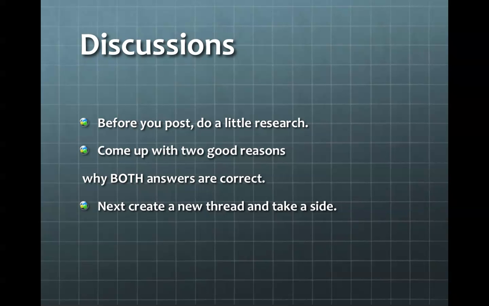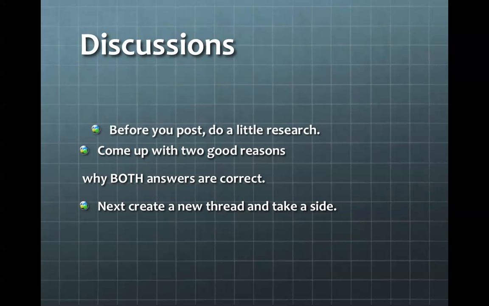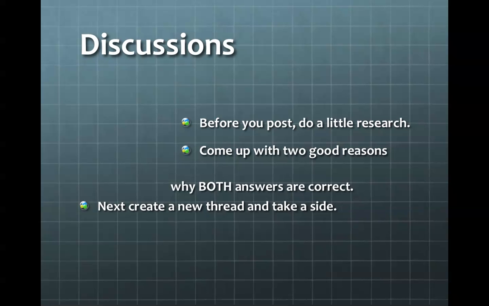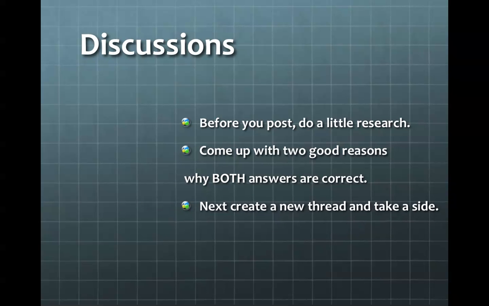For example, in our second discussion, which came first, science or technology? You can probably argue either side. You might want to start with a definition of science or technology and then come up with some examples. Next, create a thread and take a side. So before you get going, number one, do a little research. Come up with two good reasons why either side just might be correct. And then create a thread and get ready to take a side.